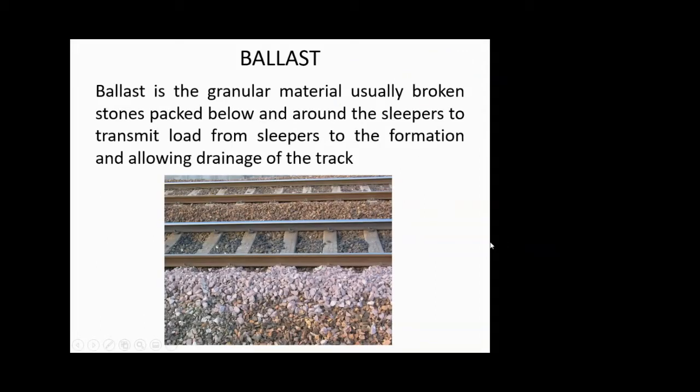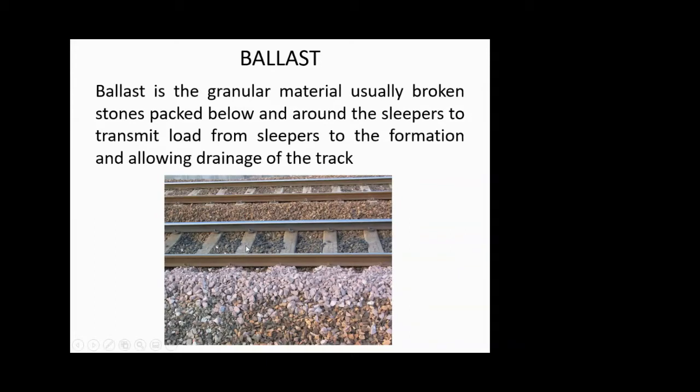Now starting with today's content, we'll continue with the components of permanent way. The third component on which the sleepers are resting, or the sleepers are packed into it, more appropriate words, that is the ballast. Now ballast, you all have seen, it is the aggregate layer in which the sleepers are embedded, or they are packed.